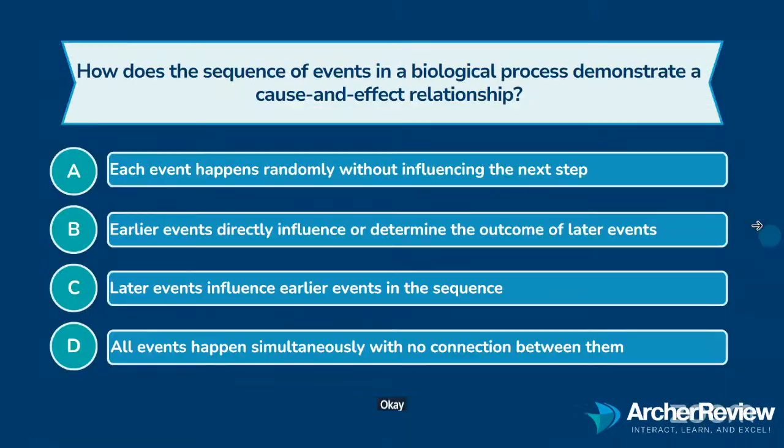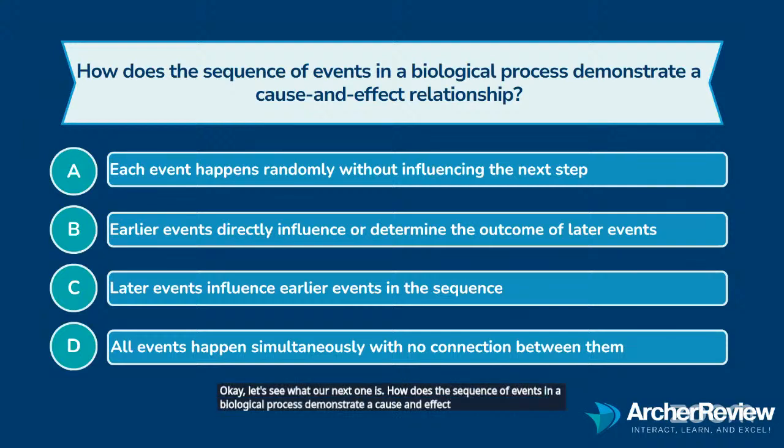Okay, let's see what our next one is. How does the sequence of events in a biological process demonstrate a cause and effect relationship? A, each event happens randomly without influencing the next step. B, earlier events directly influence or determine the outcome of later events. C, later events influence earlier events in the sequence. Or D, all events happen simultaneously with no connection between them. Get those answers out there.